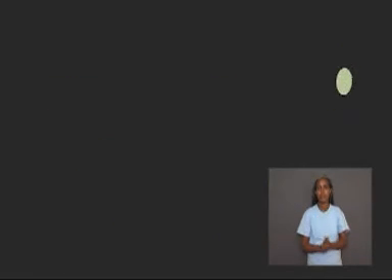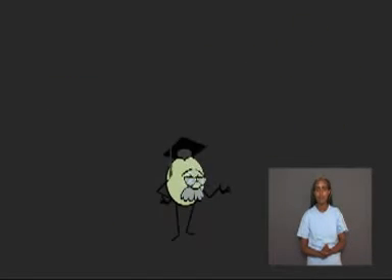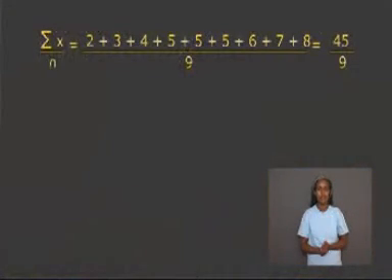Time's up. Let's get back to our lesson. Hello again, students. Let us compare our answers. To find the mean, we add all of the values together and divide by the number of integers. We get 45/9, which means that the mean of the data set is 5.